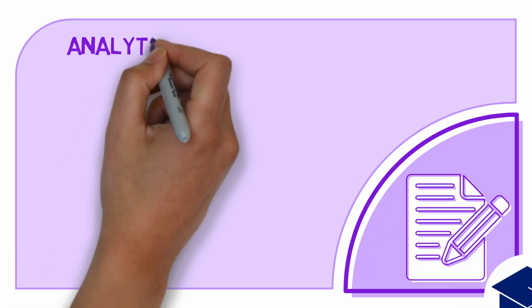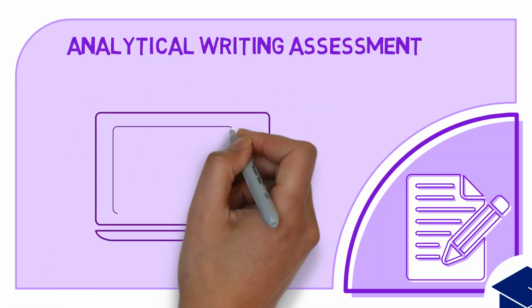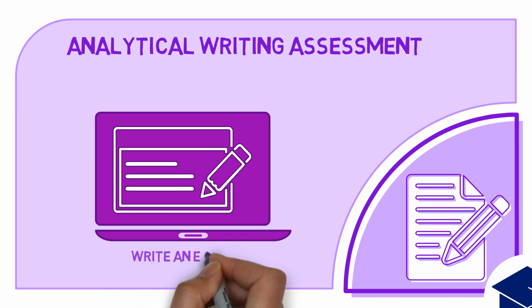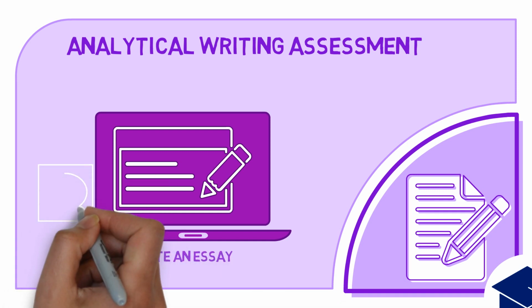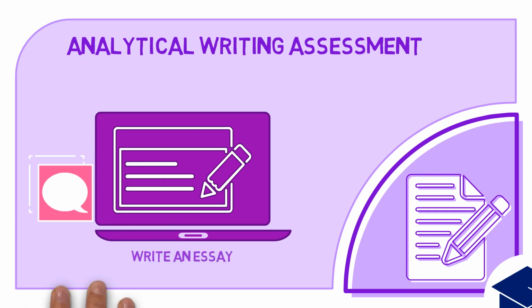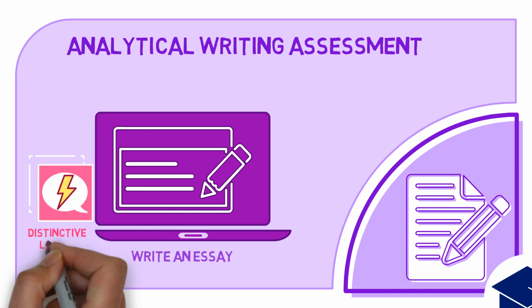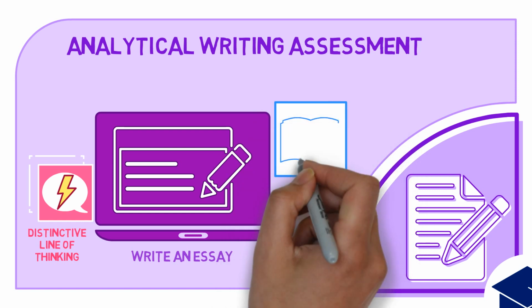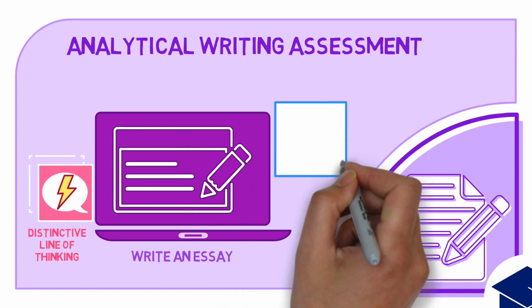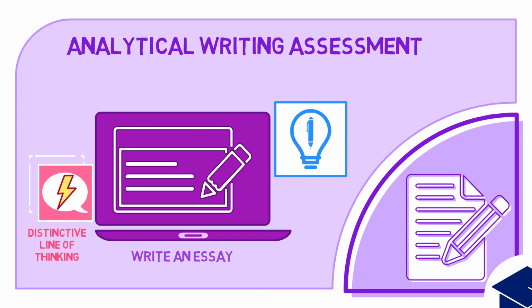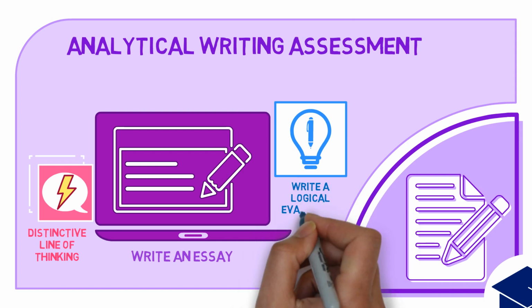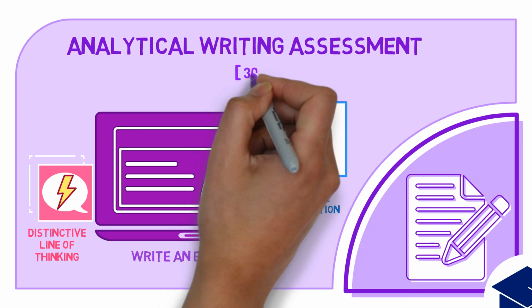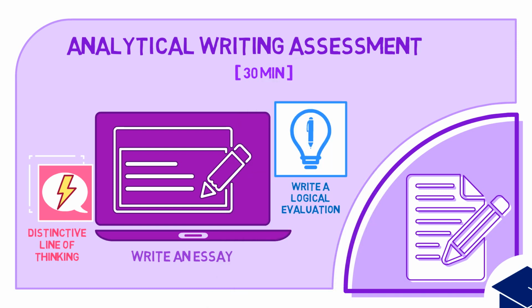In Analytical Writing Assessment of GMAT, you have to write an essay on the analysis of an argument. This section is designed to test your ability to formulate a critique and follow a distinctive line of thinking. It does not assess whether you have specific knowledge of a topic or not, but evaluates your ability to understand an argument and to write a logical evaluation. Total time allotted for this segment is 30 minutes.